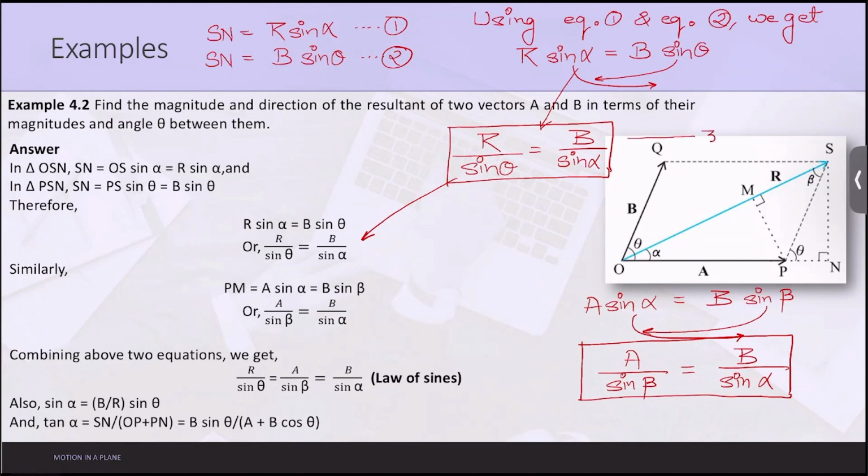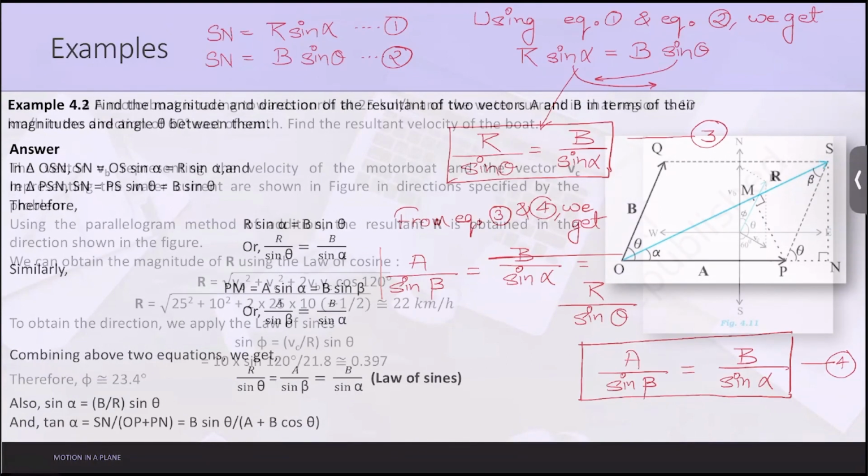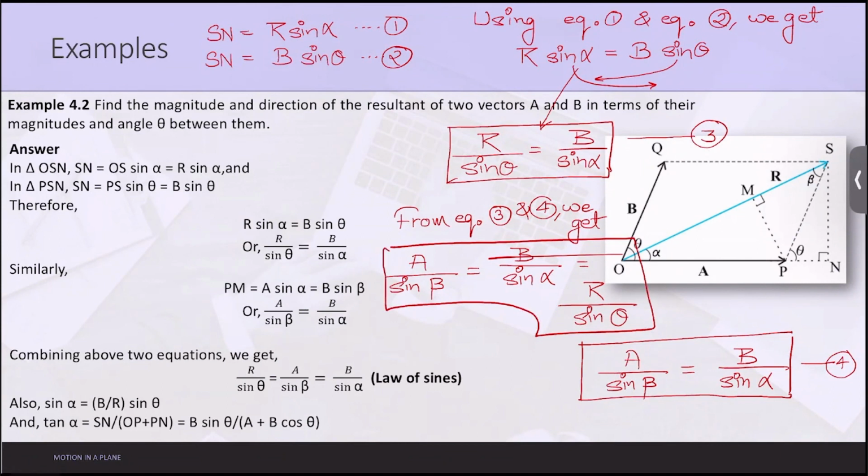If you use this as equation number 3 and this as equation number 4, as B upon sine alpha is the same in both these scenarios, finally what can we say? From equations 3 and 4, we can get A upon sine beta is equal to B upon sine alpha is equal to R upon sine theta. So this is the expression which we get finally, which is written here.